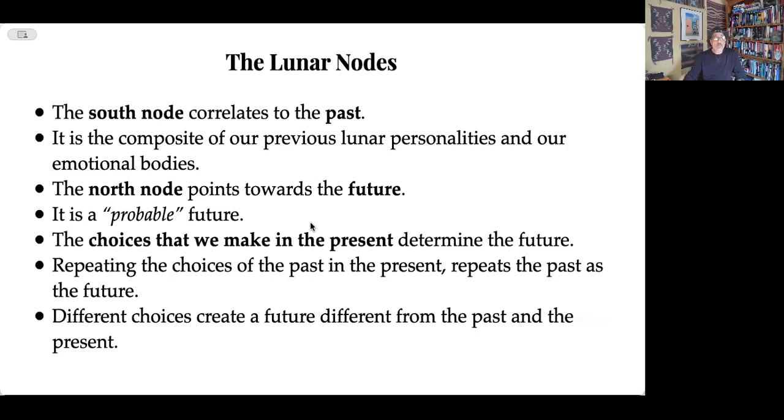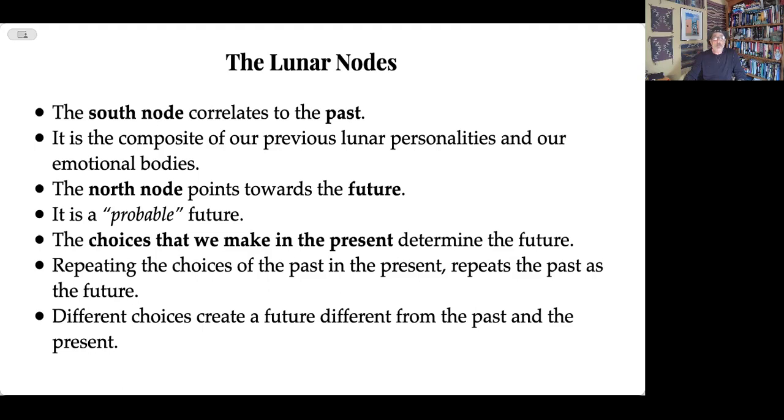The south node of the moon correlates to the past. The reason that it's the past is because the moon is our emotional body, and it correlates to the composite of our previous lunar personalities and our previous emotional bodies. It's what we have brought with us emotionally into this lifetime from the past.